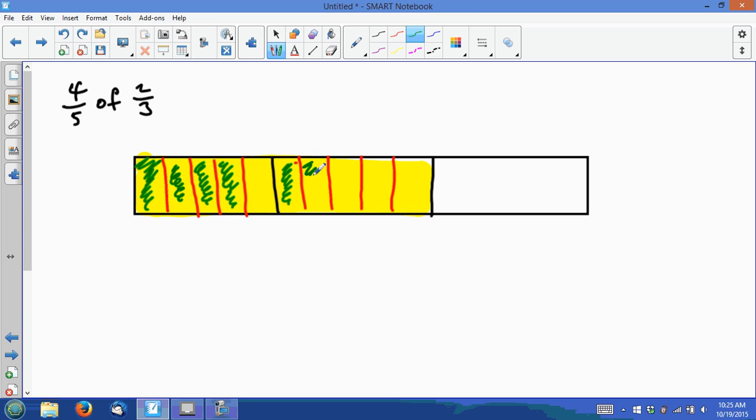1, 2, 3, 4. And just like before, and just like with every fraction problem, we are interested in how many pieces are shaded in total. Answer, 8. And then, how many total pieces does it take to make a whole? If you answered 15, you're correct.